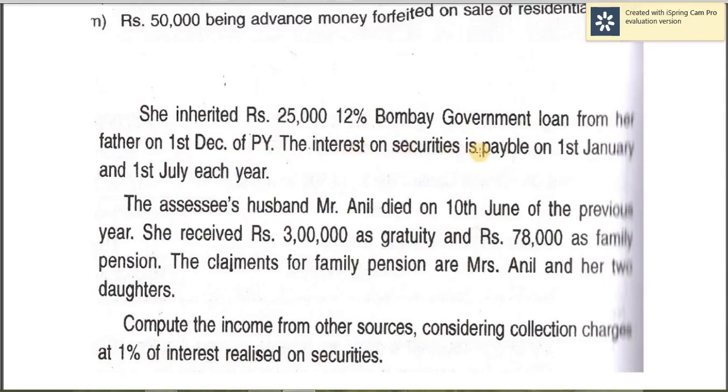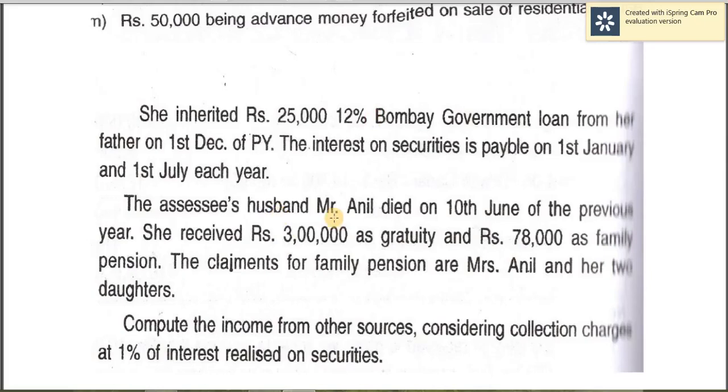The interest on securities is payable on 1st January and 1st July each year. On 1st July, he was not holding the security. He inherited it only in the month of December. Therefore, he is entitled only to the interest due on 1st January. That is 25,000 into 12% into half. So that is the interest that is taxable.